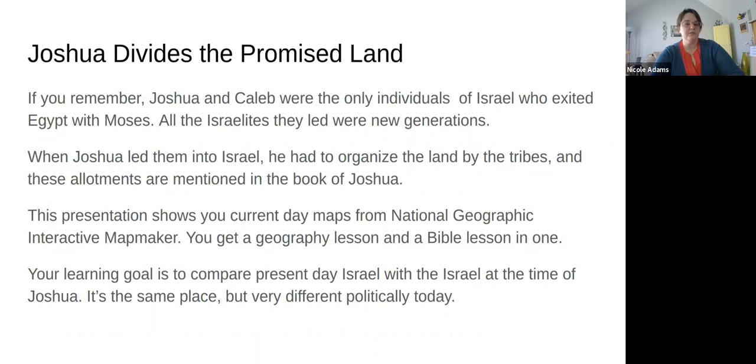And one of the tools that I used for this is the National Geographic Interactive Map Maker. It's really a very cool tool. And if you like maps and social studies and just knowing where places are in the world and what they actually look like, thanks to satellite technology, I think this would be a really interesting tool for you. So let's get started on Joshua dividing the Promised Land.